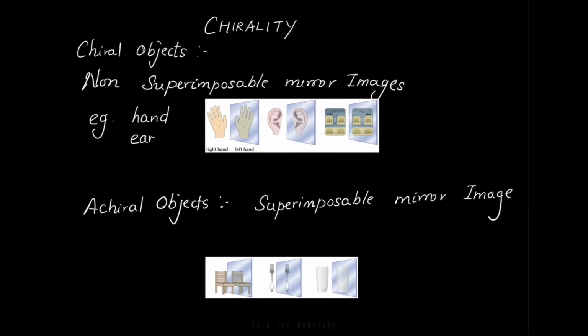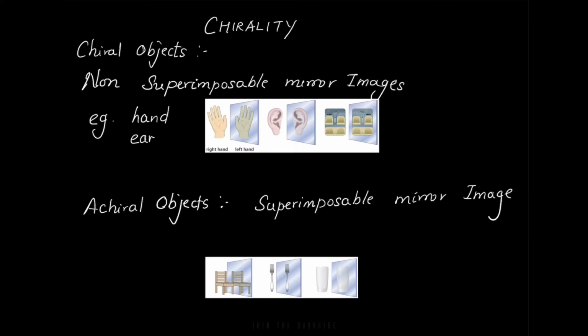Okay, now let's go to the concept of chirality. What is chiral? What is chirality? To explain that, we need to know what chiral objects are. Chiral objects are non-superimposable mirror images. For example, if you take your right hand and try to superimpose it on the left hand, it's not going to be possible, and that's because of the handedness.